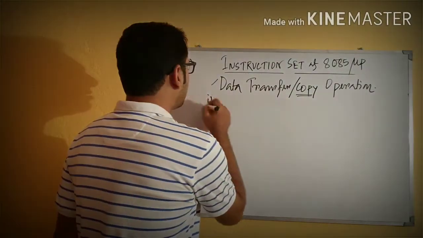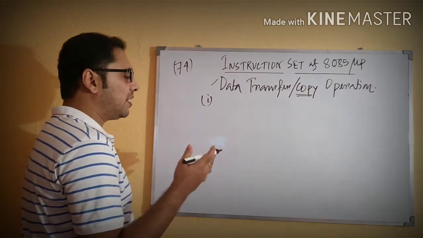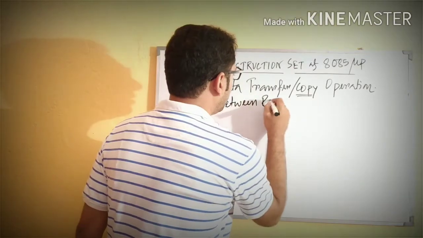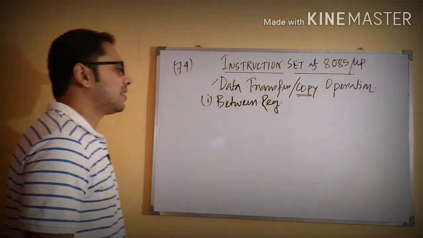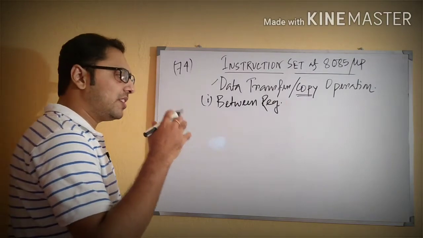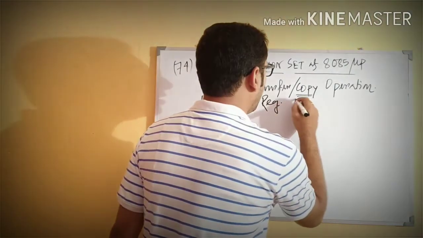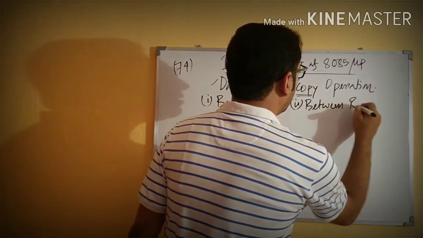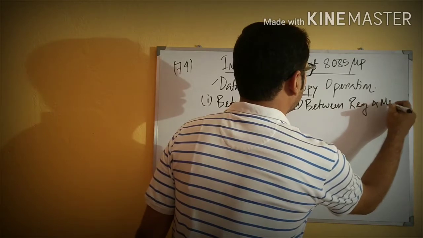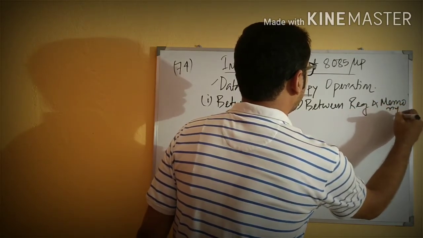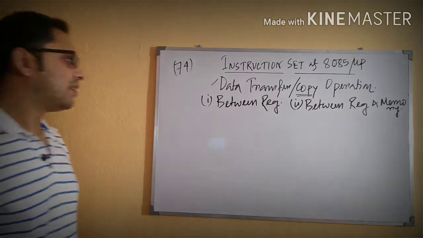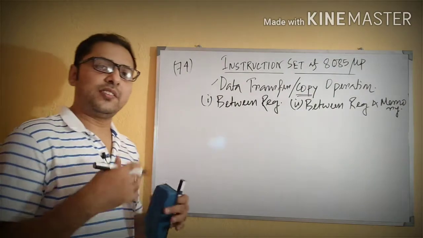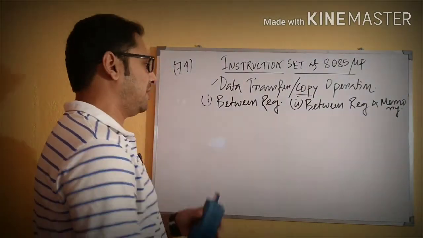So the answer is like this. Data copy can be done between registers, or it can be done between register and memory. Another type is also there. First concentrate only upon these two: data copy or transfer between registers, and data transfer between register and memory.